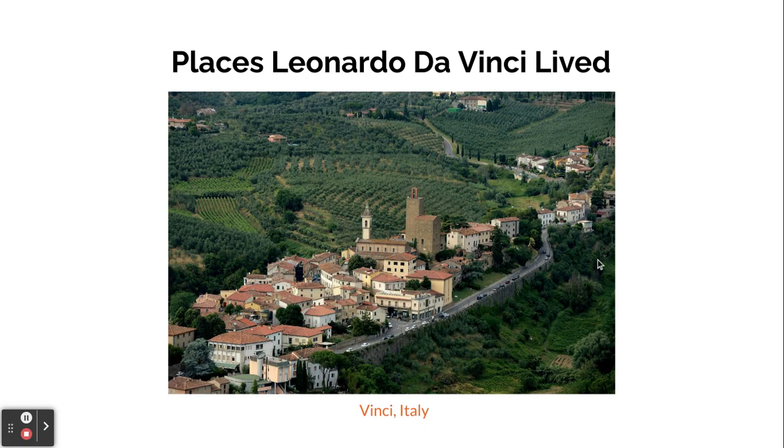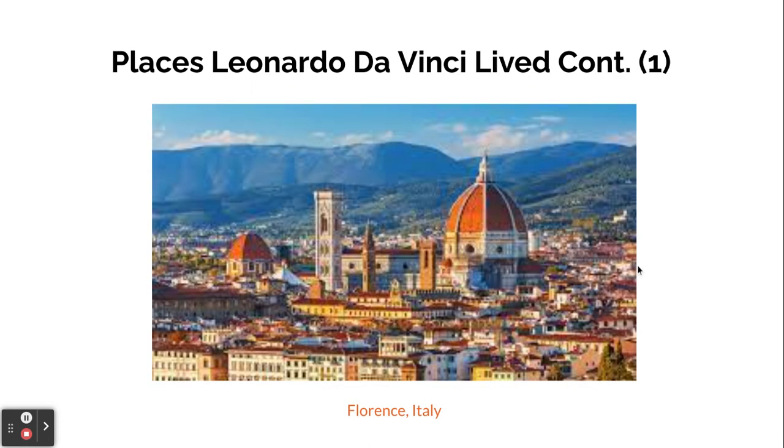Growing up, he grew up in the town of Vinci. For the first 2/3 of his life, he lived mainly in three places. He lived in Vinci, which you can see here is a small Italian town in the Tuscany region of Italy. Next, he lived in Florence, Italy. This is where he was an apprentice and he painted his first painting by himself.